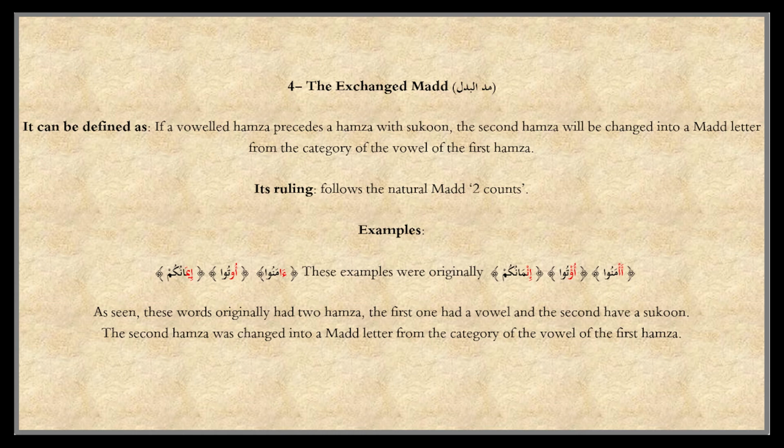The original of amanu is a'manu. So we change the sukoon of the second hamza according to the vowel of the first hamza, which has fatha, so the second one we turn to alif. Utu, original u'tu, so the first hamza has a dhamma, that means the second hamza will turn into waw. Imanakum, originally i'manakum, so the first hamza has a kasra, that means the second hamza will turn into ya.